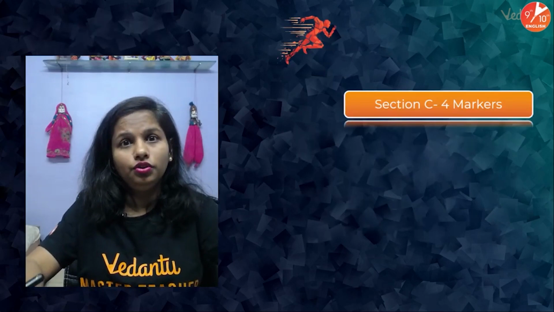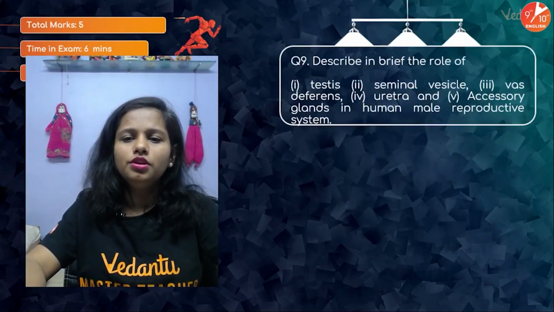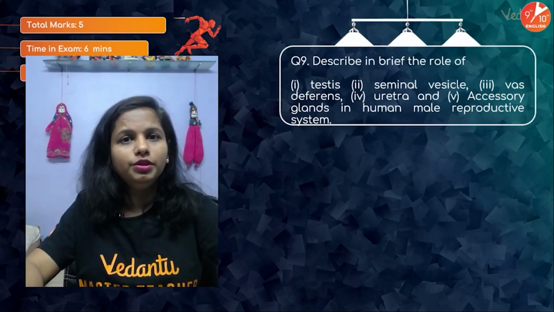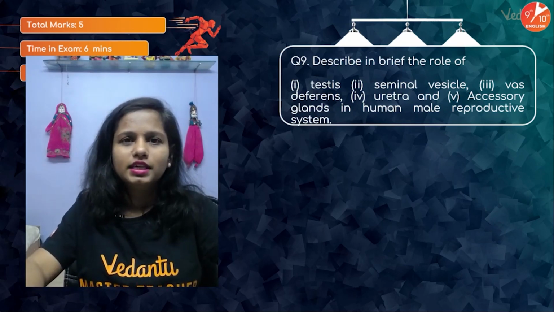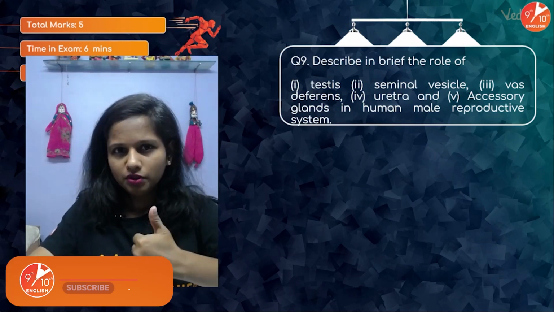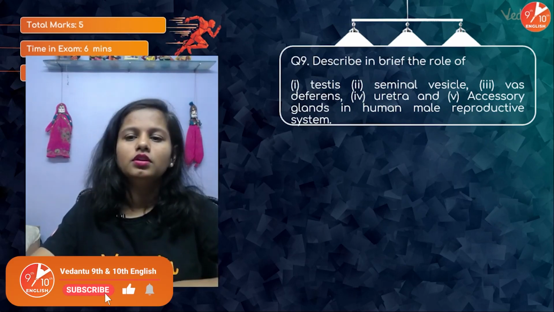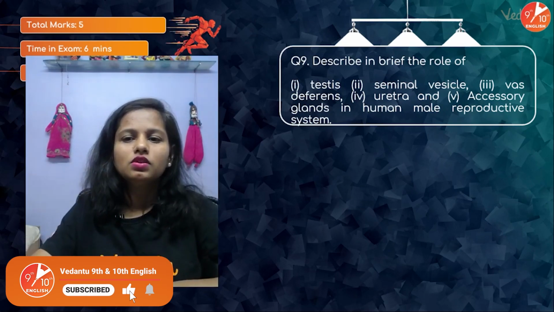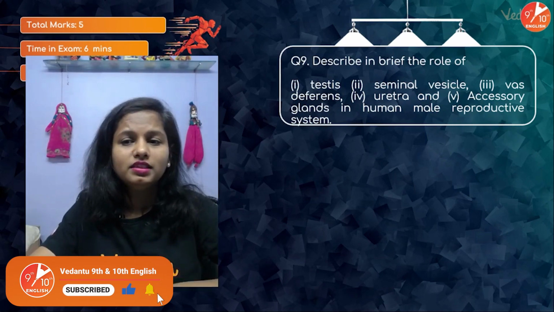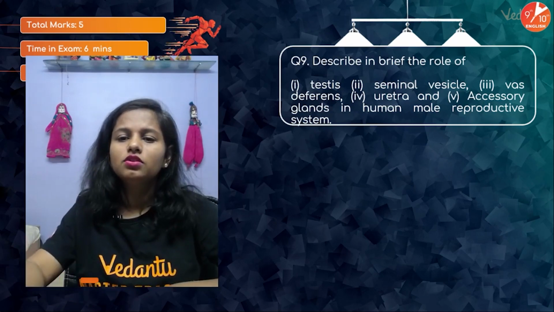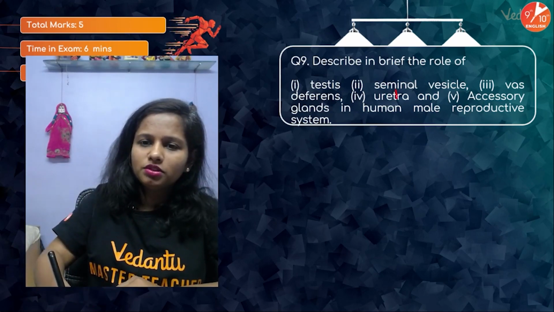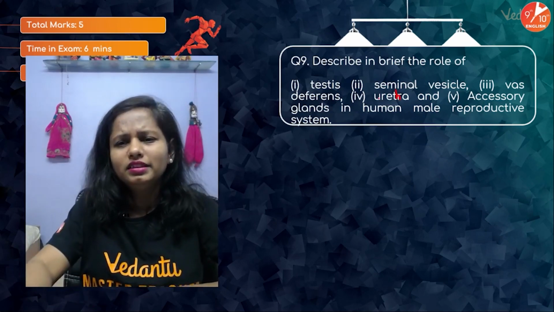Then section C, which is a 4 marker. Here, explain in brief the role of the following organs. Testis produces sperms and testosterone. Then seminal vesicles. So what is the function of the seminal vesicle? Vasa deferens, urethra, sorry there's a spelling mistake, urethra and accessory glands.